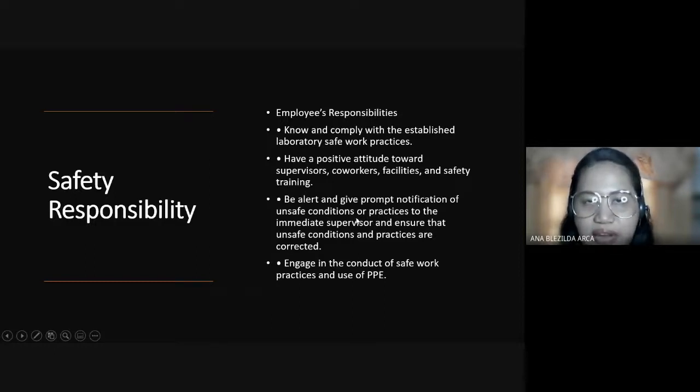Ibig sabihin nun, class, dapat marunong ka makiramdam sa paligid. Kung nakikita mo na umuusok na yung makina, yung isang machine umuusok na, mainit na, you should inform your supervisor, 'di ba? Na, "Ma'am, sir, makakasunog na tayo dito." O kaya take the initiative, 'di ba? Yan ang example ng being alert and give prompt notification. And also engage in the conduct of safe work practices and use PPE.